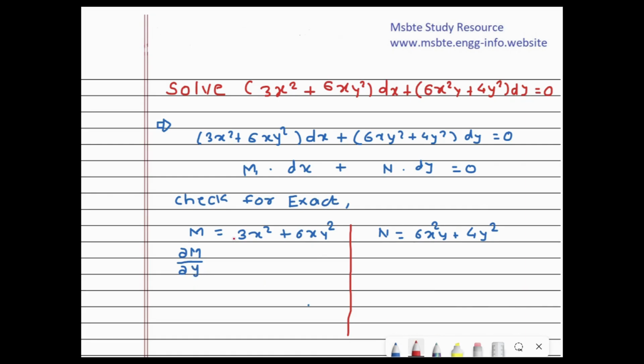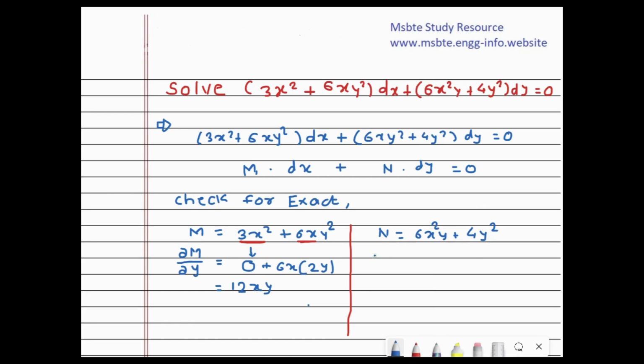So let me mark the constant terms here. This 3x square is a whole constant term, and here 6x is a constant term, and we treat this as a variable. So let us partially differentiate. The rule of derivative is, if there is a complete constant term, the derivative of a constant is always 0. Plus, here it will not become 0 because the constant is accompanied by a function. So it will be 6x multiplied by 2y. So the final partial derivative will be 12xy.